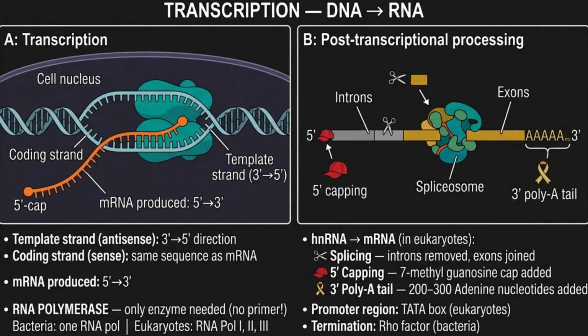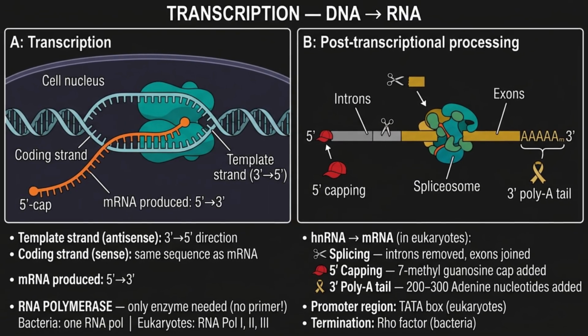Transcription is the process of making RNA from DNA. The template strand runs 3' to 5', and RNA polymerase reads it in this direction to produce mRNA in the 5' to 3' direction. Unlike DNA replication, transcription does not need a primer. RNA polymerase binds to the promoter region and begins synthesis. In bacteria, 1 RNA polymerase does everything.